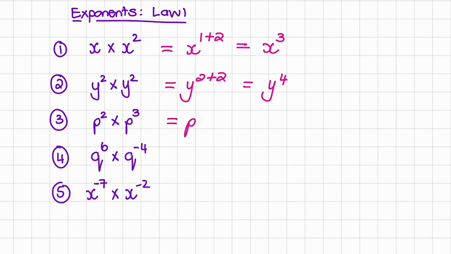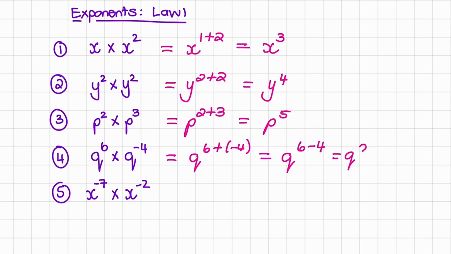Next, we have p squared times p cubed. So it's p to the power of 2 plus 3, which becomes p to the power of 5. And in our next example, we have q to the power of 6 multiplied with q to the power of minus 4. So this actually becomes q to the power of 6 plus negative 4. So if I add negative 4 to 6, it simply becomes q to the power of 6 minus 4, which is q squared. So even though we have a negative in the exponent, we still apply the rule of adding the exponents together because their bases are the same. And if I have plus, minus next to one another, that becomes negative.